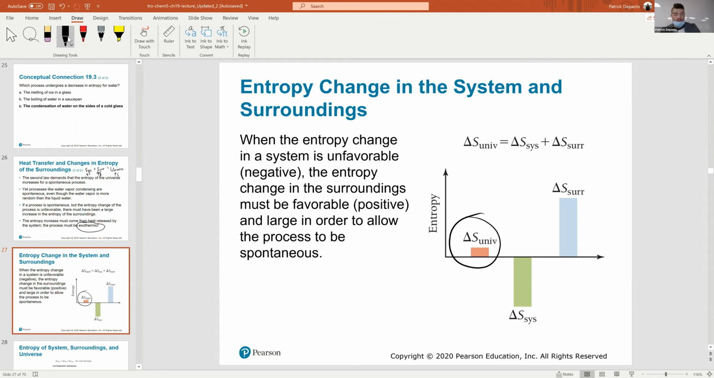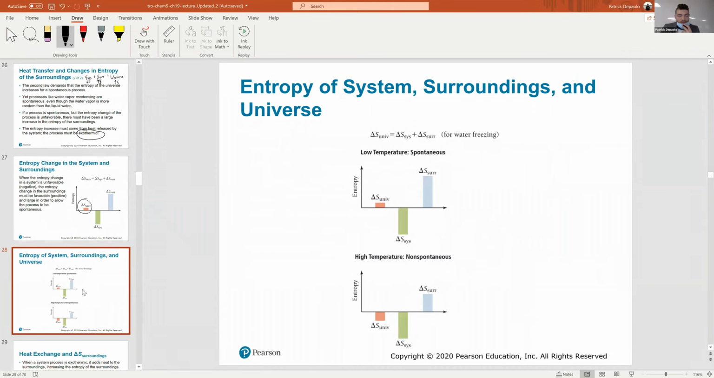This means it's favorable. Things could be unfavorable if the system loses more entropy than the surroundings gain. That means the energy had to come from somewhere else. That means the surroundings pushed more energy into the system, meaning it's not spontaneous, and delta S of the universe would decrease. And here's an example of that.